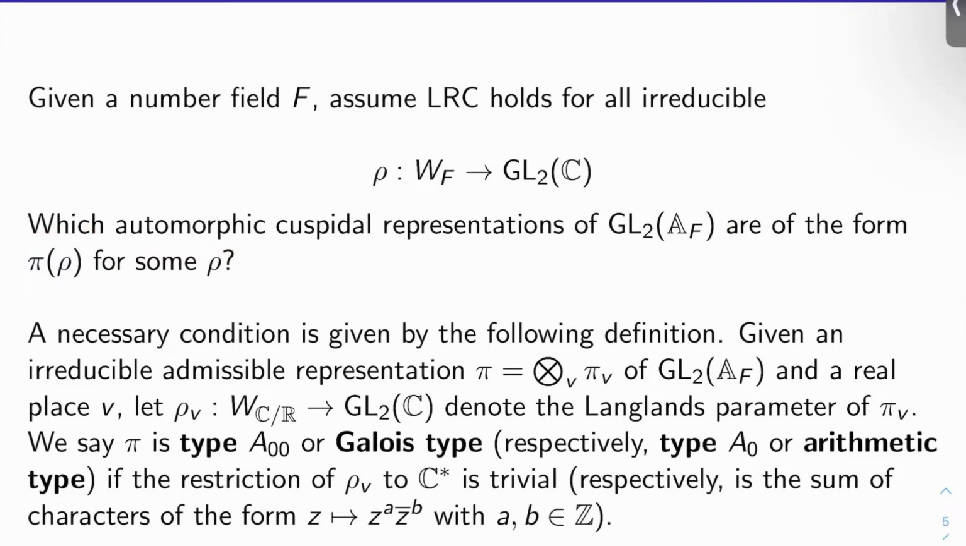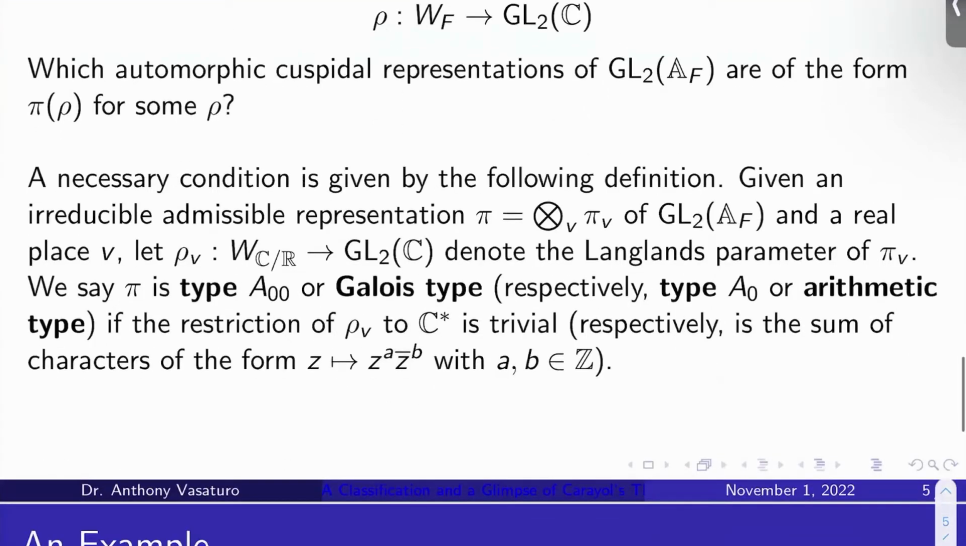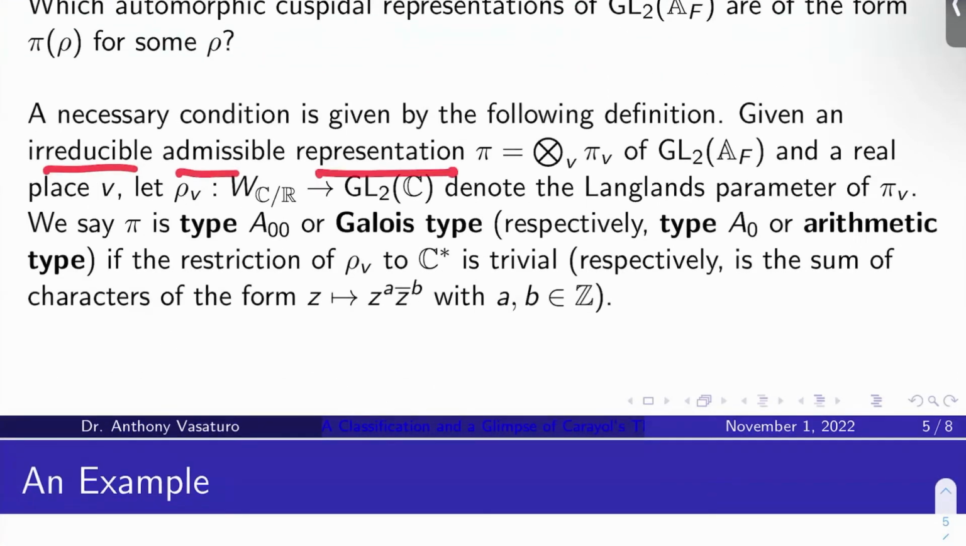Well, it turns out a necessary condition is given by the following definition. If I give you an irreducible admissible representation pi with local components pi sub v of GL2 of the Adeles of F, and then a real place v, let rho sub v from the Weil group of C over R to GL2 of C be the Langlands parameter of pi sub v. We'll say pi is Galois type, respectively arithmetic type, if the restriction of that local component, that Langlands parameter, to C star is just trivial. Or respectively, if it's the sum of characters of the form z maps to z to the a, z bar to the b, with a, b integers.